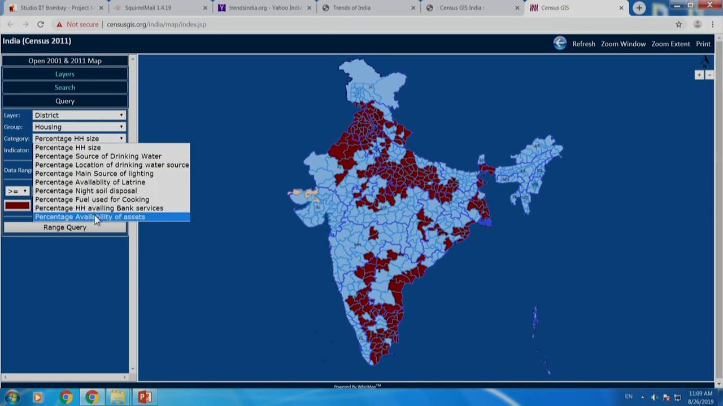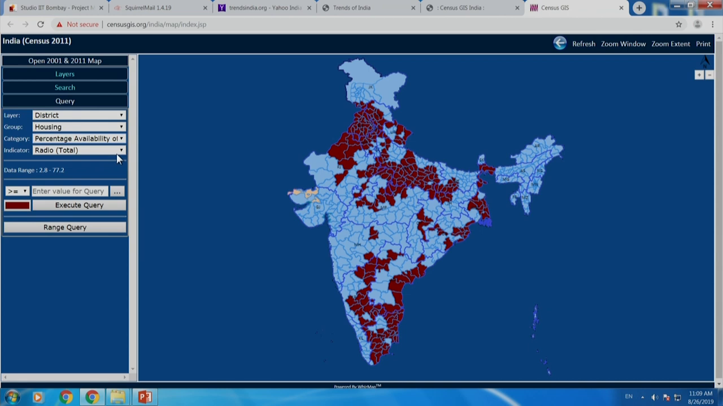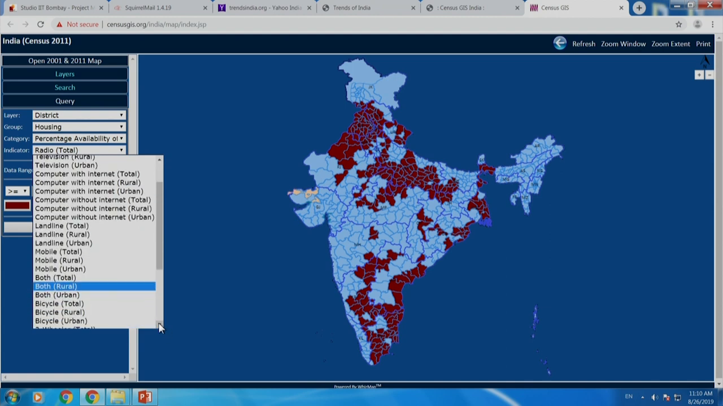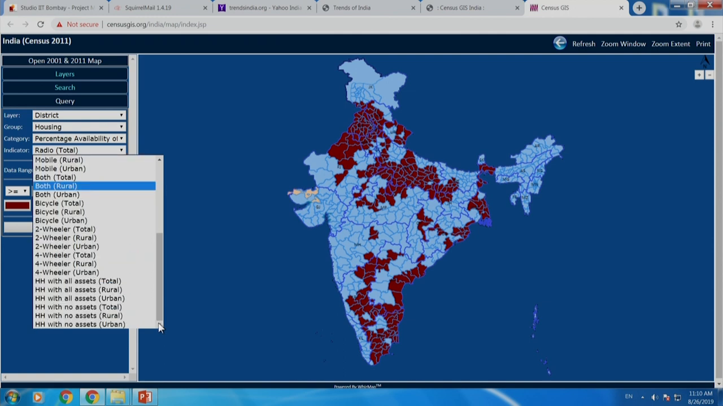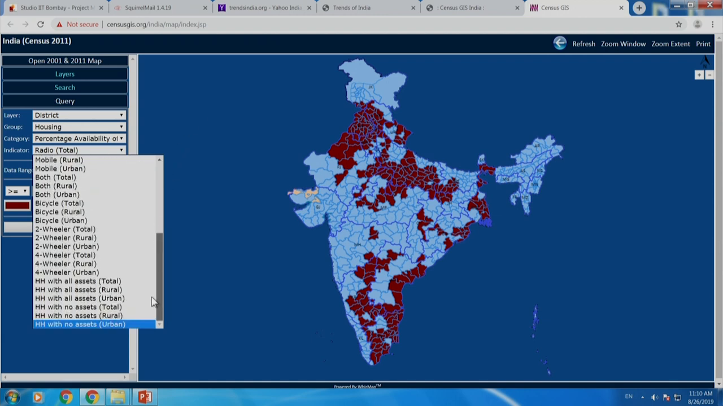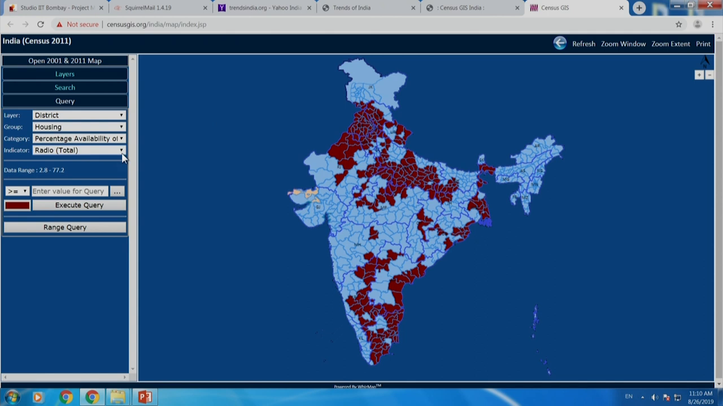Now, this is interesting, let us see what does this percent availability of assets. It actually tells you about the households which have radios, television, computer with internet, without internet. Obviously, in 2011 the internet penetration would be very less. It also tells you 4-wheelers, 2-wheelers, bicycles, but it also shows you houses which have no assets. So, you may have households in your country which are without all these assets which we take for granted in our day to day life.